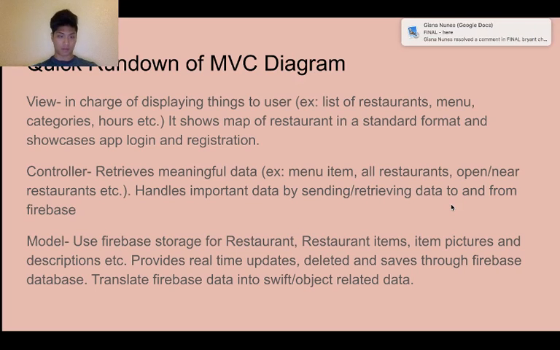Next we have the controller, which retrieves meaningful data, for example, menu items, all restaurants, nearby open restaurants, etc. It handles important data by sending and retrieving data to and from Firebase. The model uses Firebase storage for restaurant item pictures and descriptions. It provides real-time updates, deletes, and saves through the Firebase database. It translates Firebase data into Swift object-related data.